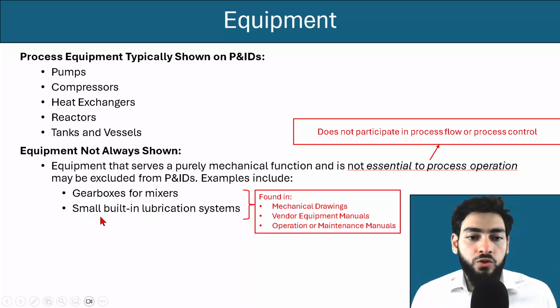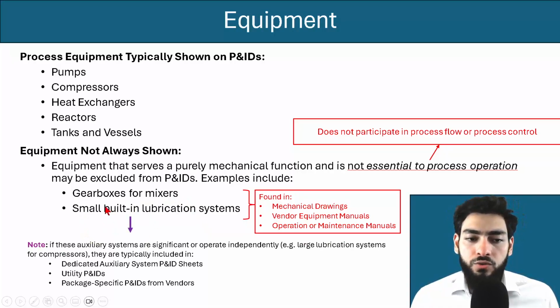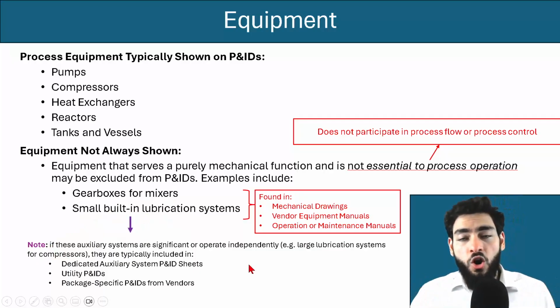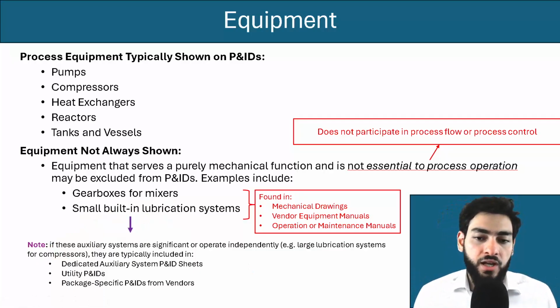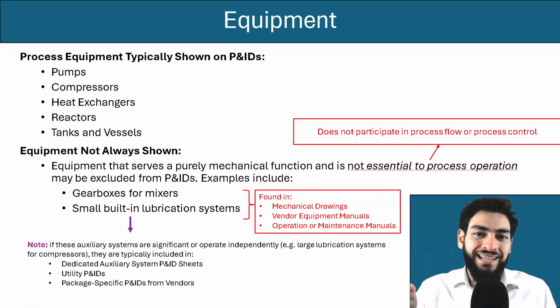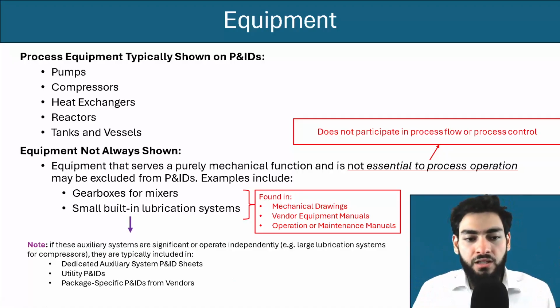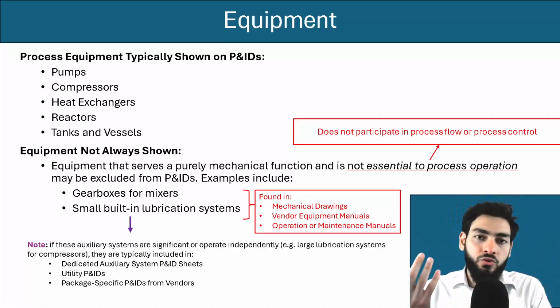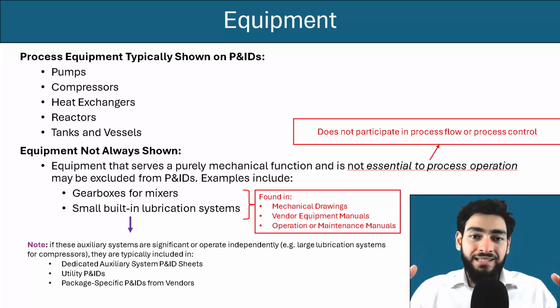Also, you could exclude small built-in lubrication systems for any equipment that you have. A note here is that if these auxiliary systems are significant or operate independently, such as, let's say, a large lubrication system for compressors, then they're typically included in dedicated P&ID sheets or dedicated auxiliary P&ID sheets that are usually attached to the set of process P&IDs, but at the very end.